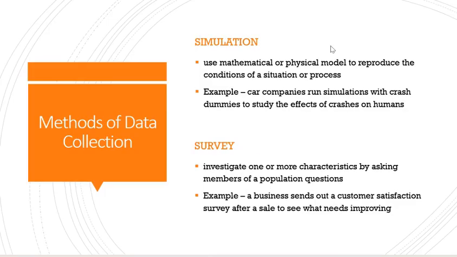Right? Simulation. This is where we use a mathematical or a physical model to reproduce the conditions of something. This is used when it's either super expensive or really dangerous to actually do things in real life. So we do simulations with crash dummies to study the effect of crashes on humans. We don't put human beings in a car and purposefully crash them to see what happens. We use dummies. We use computer models to try and estimate what would happen.